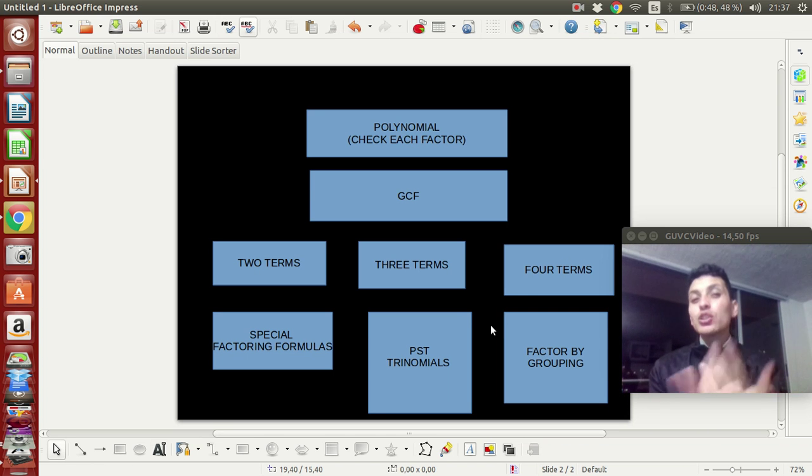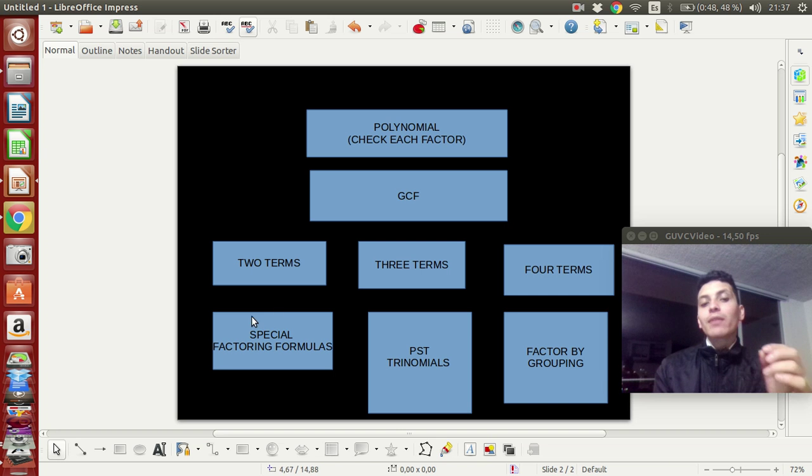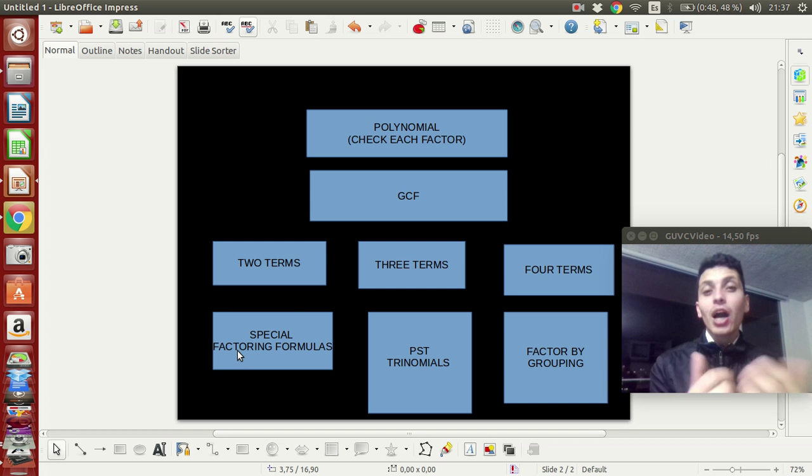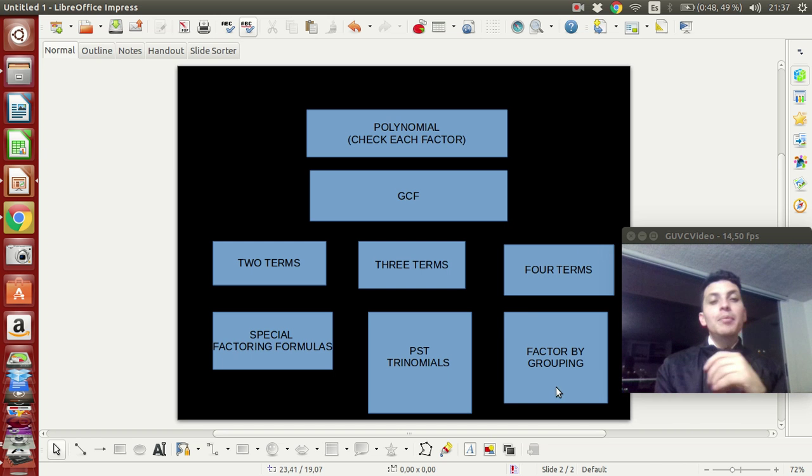Remember to check each new factor. For example, when you factor trinomials, you can have two new factors. Maybe you will have a special factoring formula because you have binomials, so you have to check this part to factor again. Or maybe you apply a special factoring formula and you get another special factoring formula when you factor it. So you need to check again the special factoring formulas. And when you have four terms, maybe when you apply factor by grouping, you again have a special factoring formula.